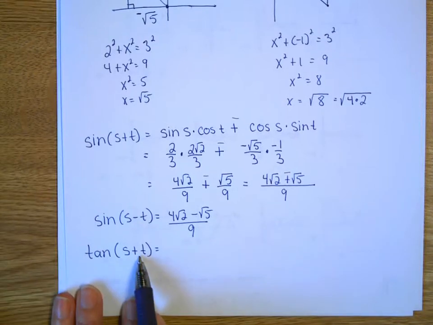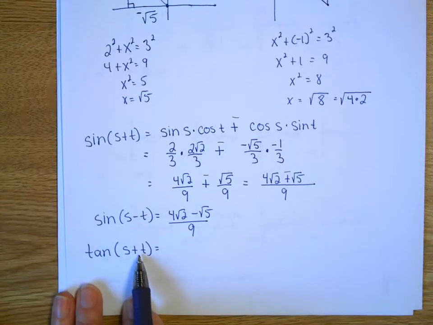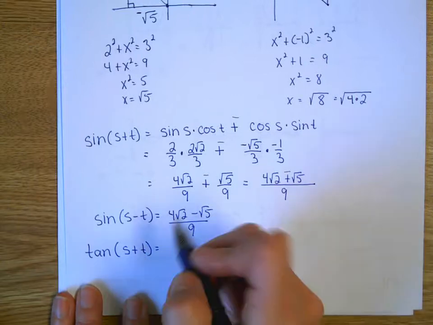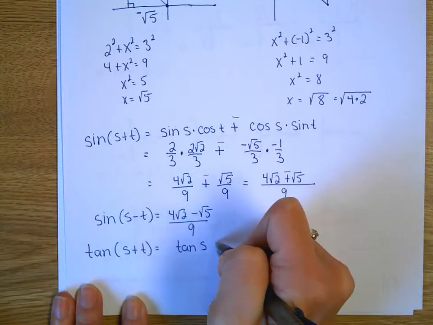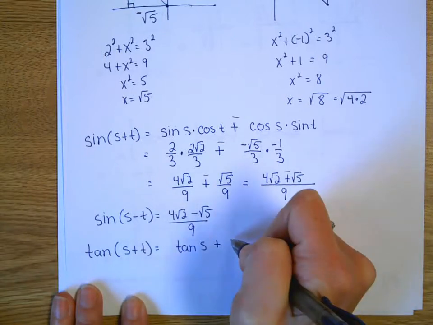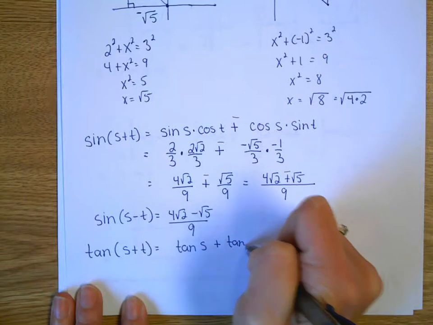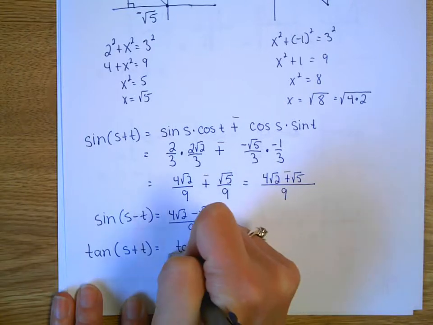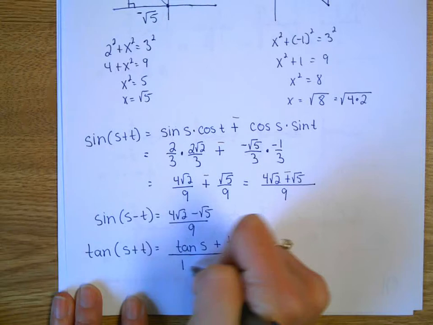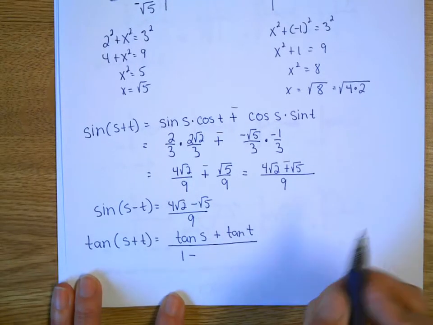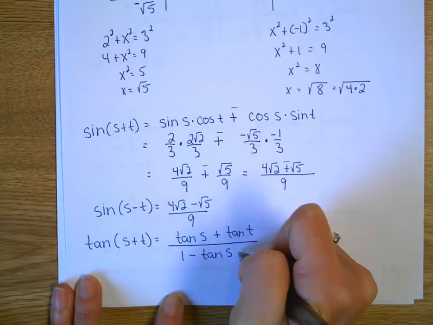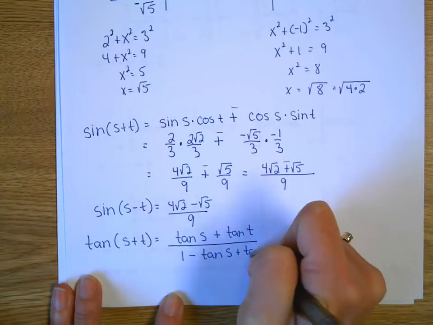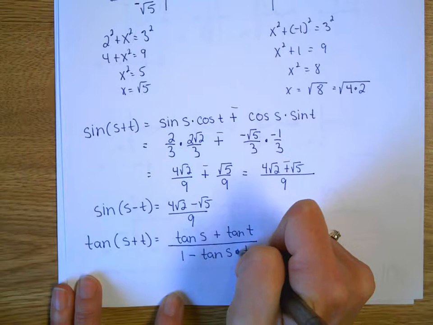Okay, tangent of s plus t. Write the identity out first. If I look back at the beginning of the notes, I'm going to need the tangent from s. I'm going to add the tangent from t. Then I'll divide by 1 minus those 2 multiplied together. Oh, times, not plus.